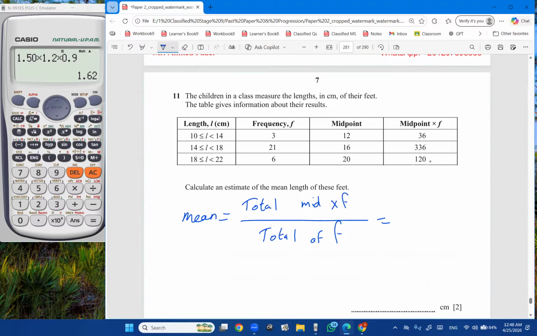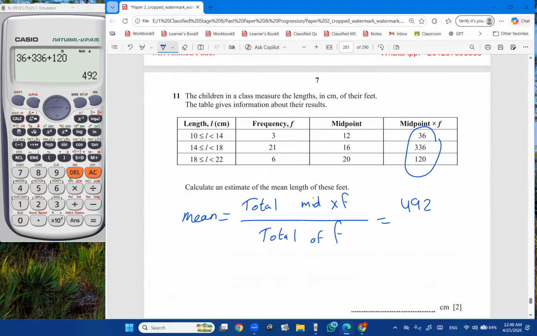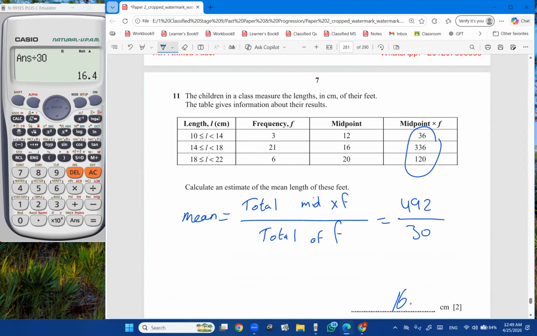The total of the midpoint times frequency, which is the three of them together, you add them up. Then let's do it. 36 plus 336 plus 120 equals 492. But we're going to need to divide this by the total of frequency, which is going to give you exactly 30. Then you divide this by 30, it gives you exactly 16.4. So the answer is 16.4.